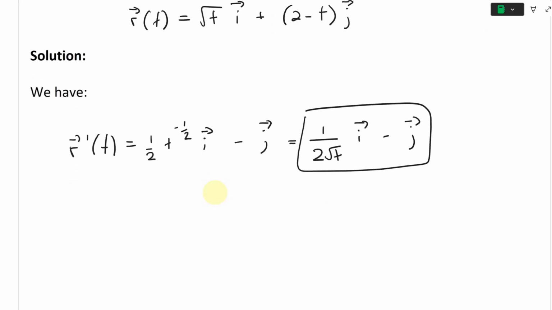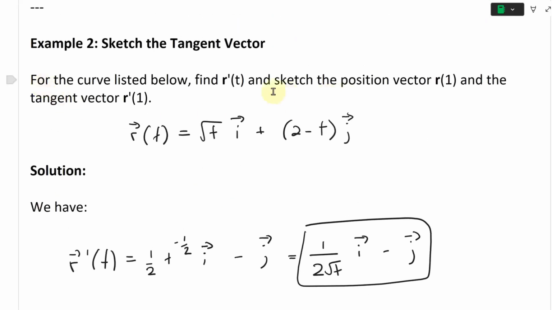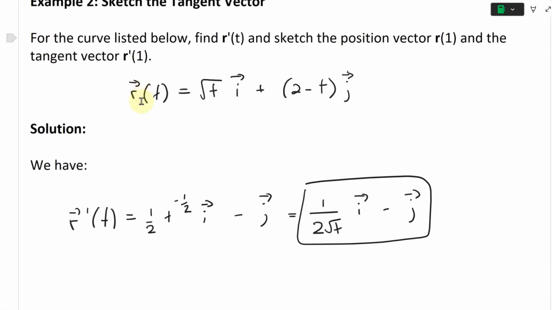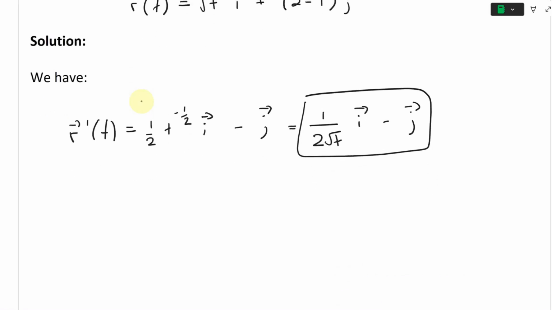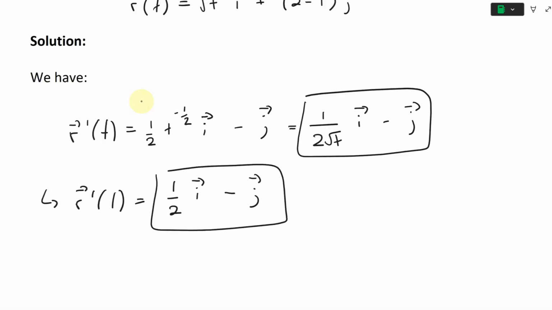Now we need to sketch the position vector r of 1 and the tangent vector r prime of 1. So let's plug those in to see what the values are first. r prime of 1 equals, we plug that t inside, 1 over 2 times square root of 1, which is just 1, so it becomes 1 over 2 times i minus j. So now we have the derivative, and we have the derivative at 1.